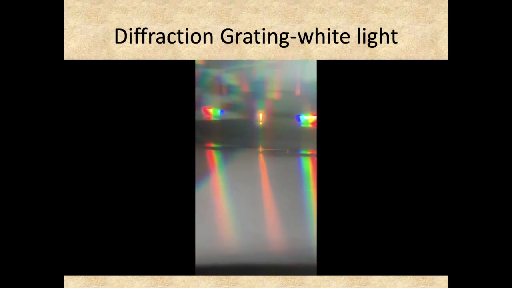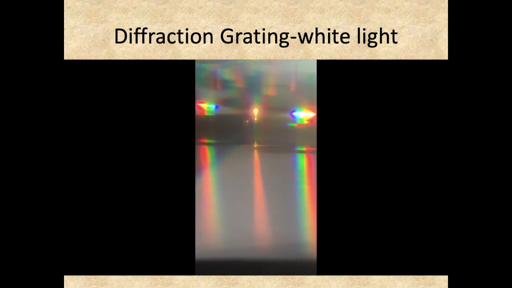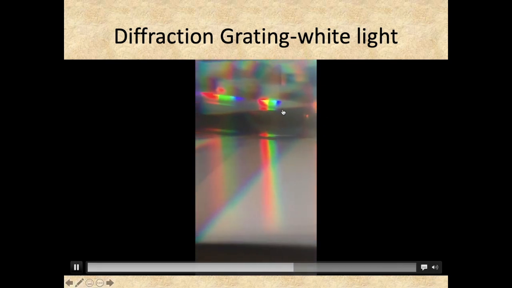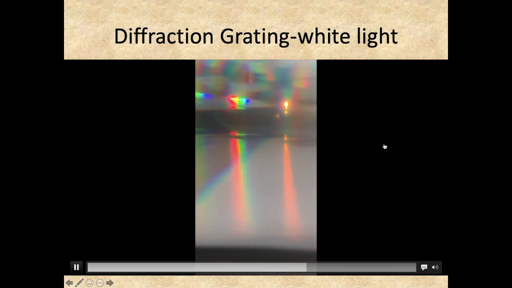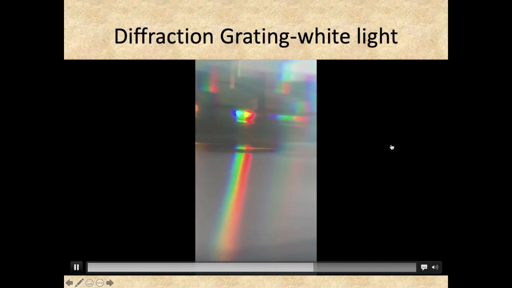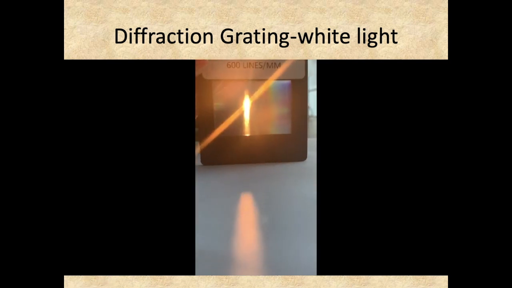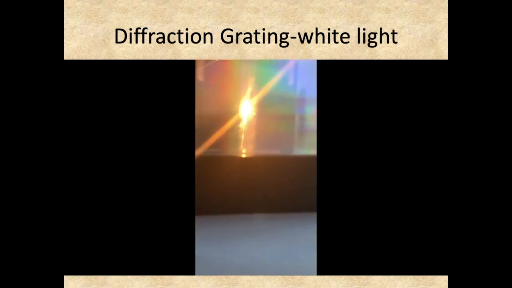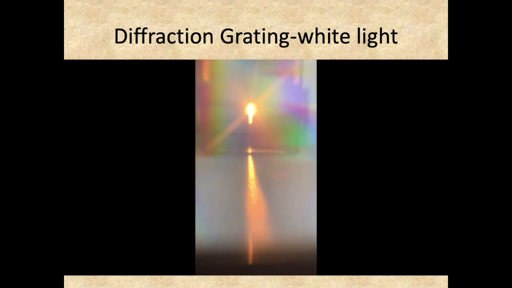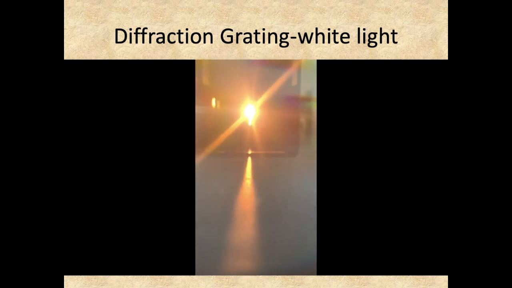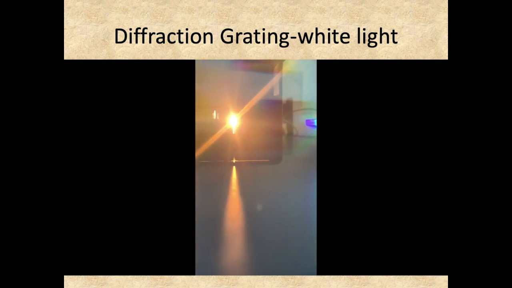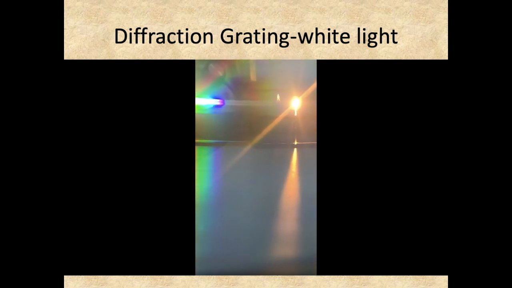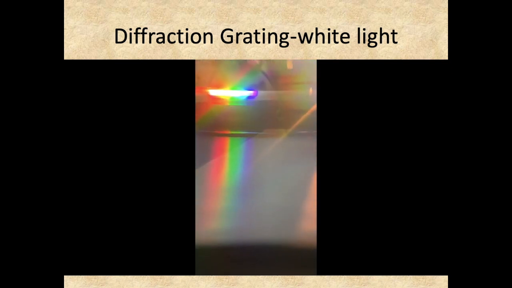Screen with 300 lines per millimeter. Please observe that blue is always on the inner edge. Oh, we have two. And a third one on both sides. With 600 lines per millimeter. There we go. Again, blue on the inside, red on the outside. And the angle to these locations have gotten bigger.